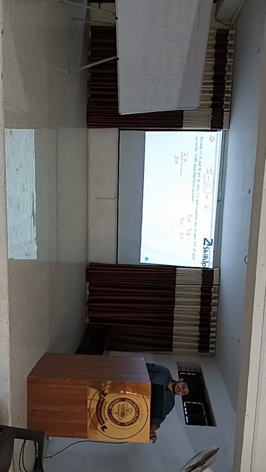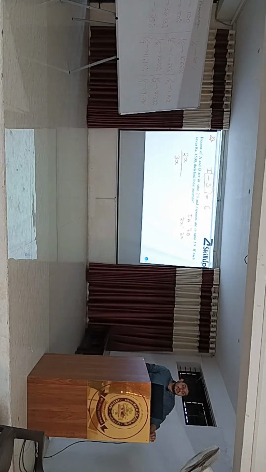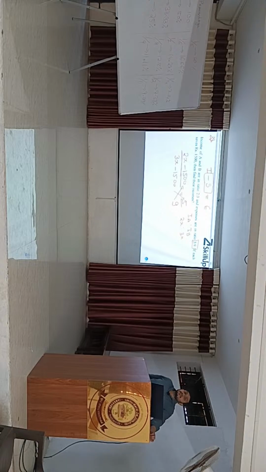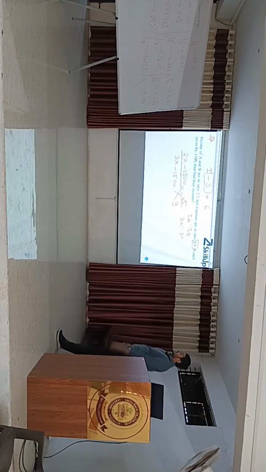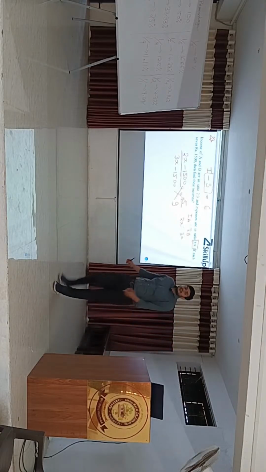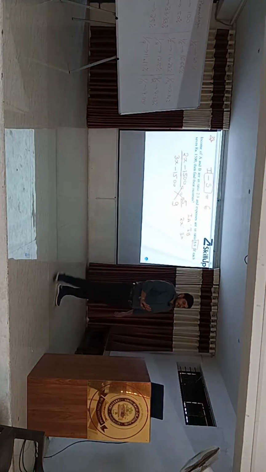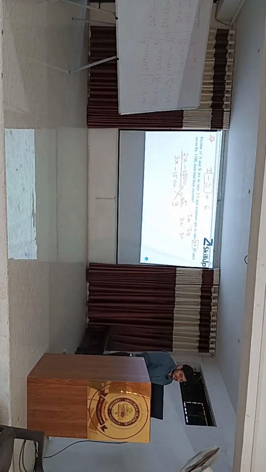The same one here. 2x minus 1,500, 3x minus 1,500, correct? That gives me the expense ratio, which is 5:9. Cross multiply and find the value of x. Substitute our 2x and 3x.